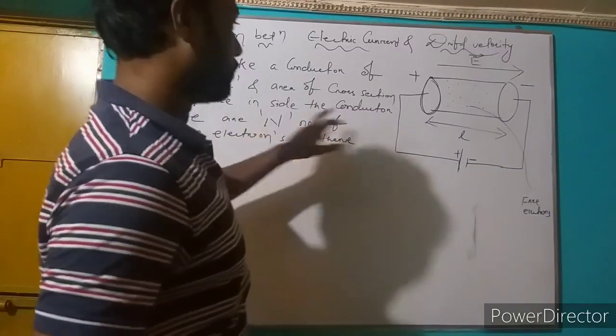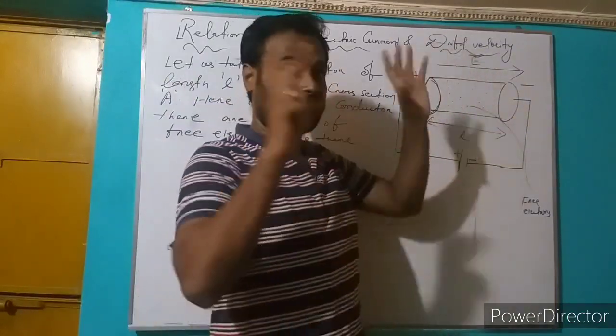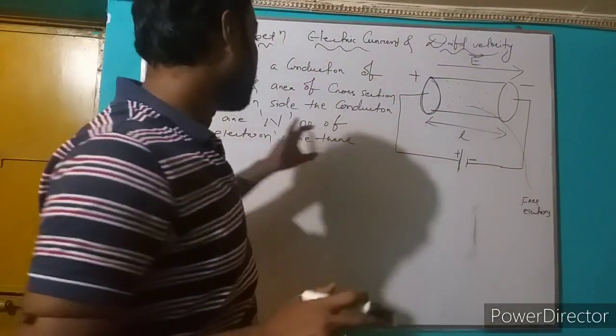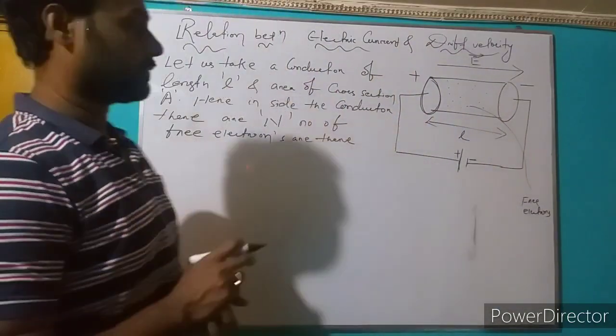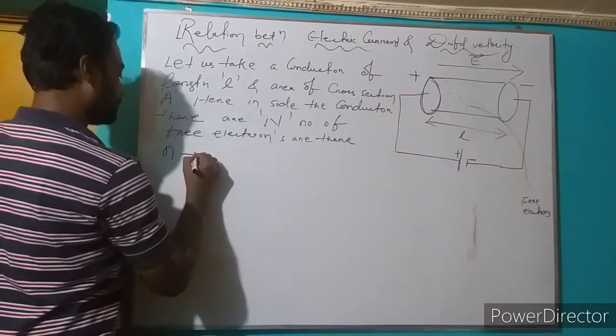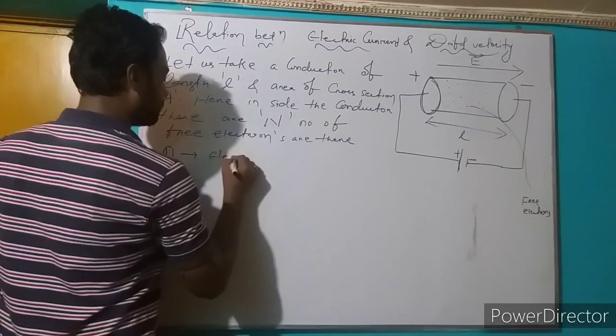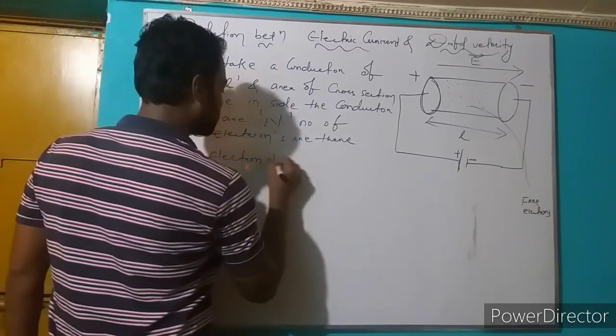N means, in a given conductor, that the conductor has a certain volume. Inside the volume there are N number of electrons. Clear? Now if we assume small n gives the electron density. What is the electron density?